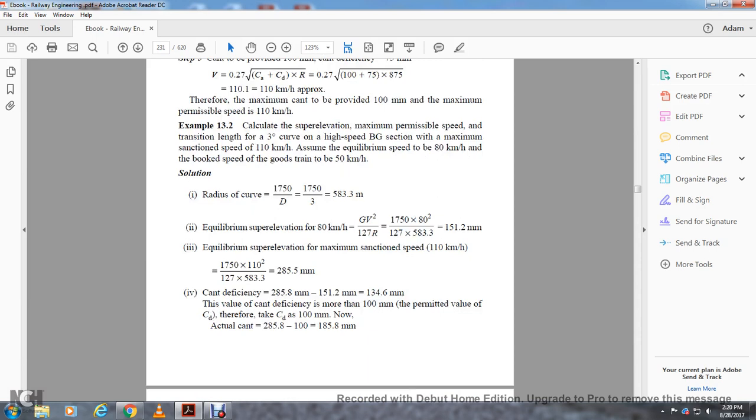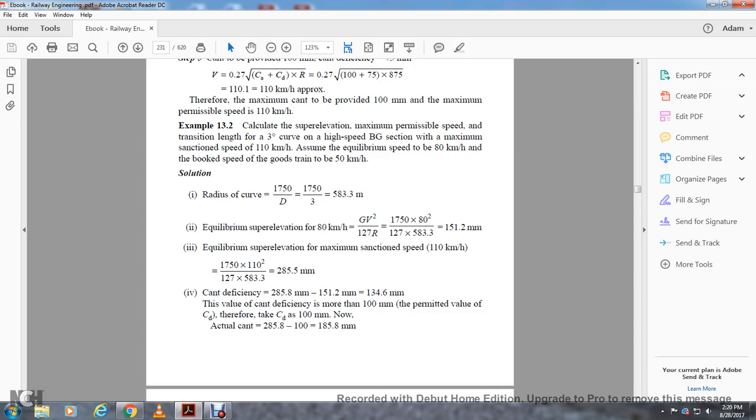Calculate the superelevation, maximum permissible speed and the transition length of a 3-degree curve on a high speed broad gauge section with a maximum sanctioned speed of 110 kilometers per hour, assuming an equilibrium speed of 80 kilometers an hour and a goods train speed of 50 kilometers an hour. The radius of the curve is 1750 divided by D, 1750 divided by 3, which is 583 meters.